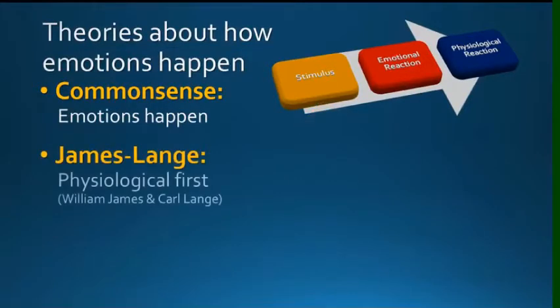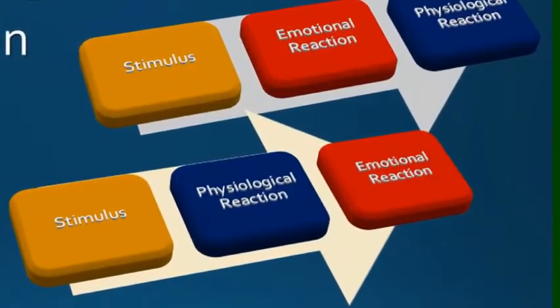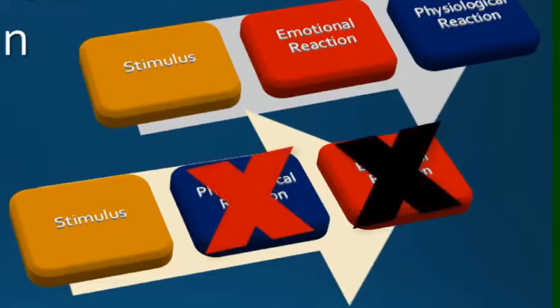The James Lange approach reverses the last two steps. Now you meet someone new, the stimulus, which may cause you to blush and your heart start pounding, a physiological reaction, which results in you feeling nervous and uncertain, your emotional reaction. I said may cause a physiological response because in this theory, if there is no physical reaction to the stimulus, there would be no emotion.